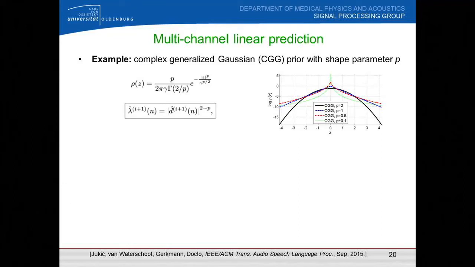What we did to make it a little bit more practical is assume a complex generalized Gaussian prior with just one parameter, a shape parameter p. And this can be seen as follows.